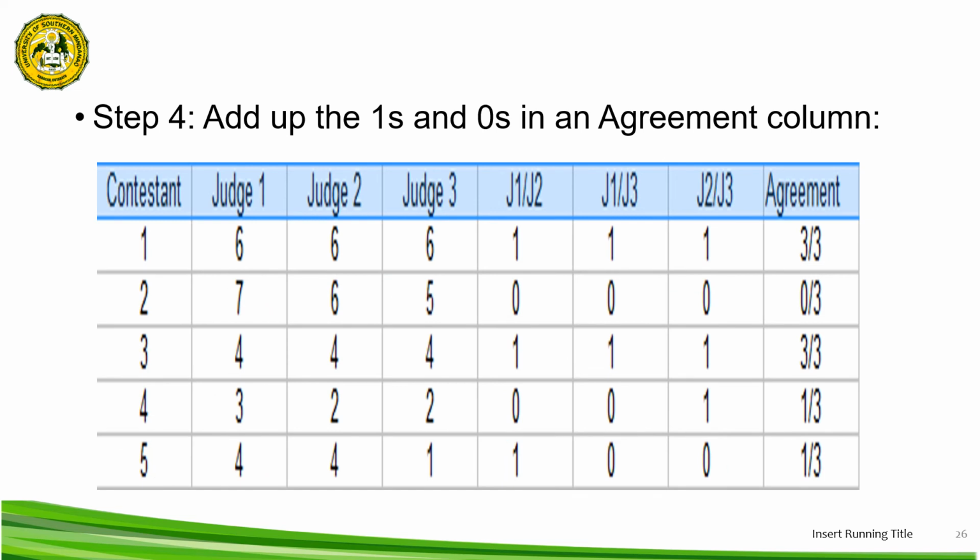Step 4, add up the ones and zeros in an agreement column. For contestant 1, we have 3/3 agreement, and for contestant 2 we have 0/3 agreement. For contestant 3 we have 3/3 agreement, for contestant 4 we have 1/3 agreement, and for contestant 5 we have 1/3 agreement.